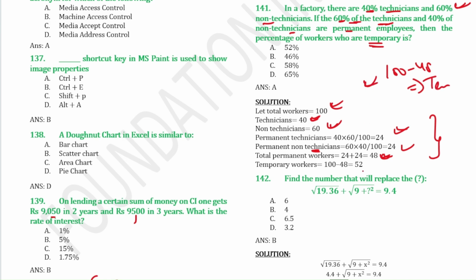100 minus 48 will give you 52. So 52% is the correct answer for this question.